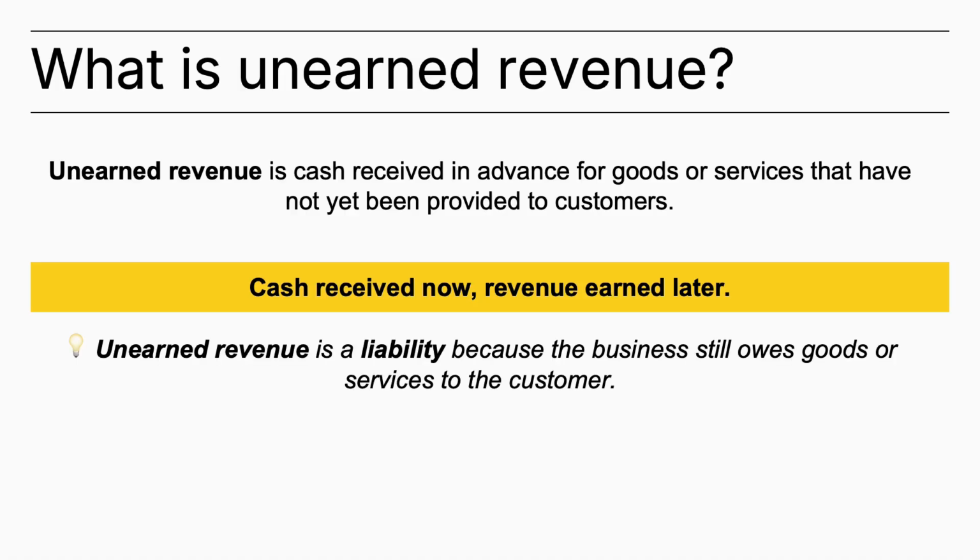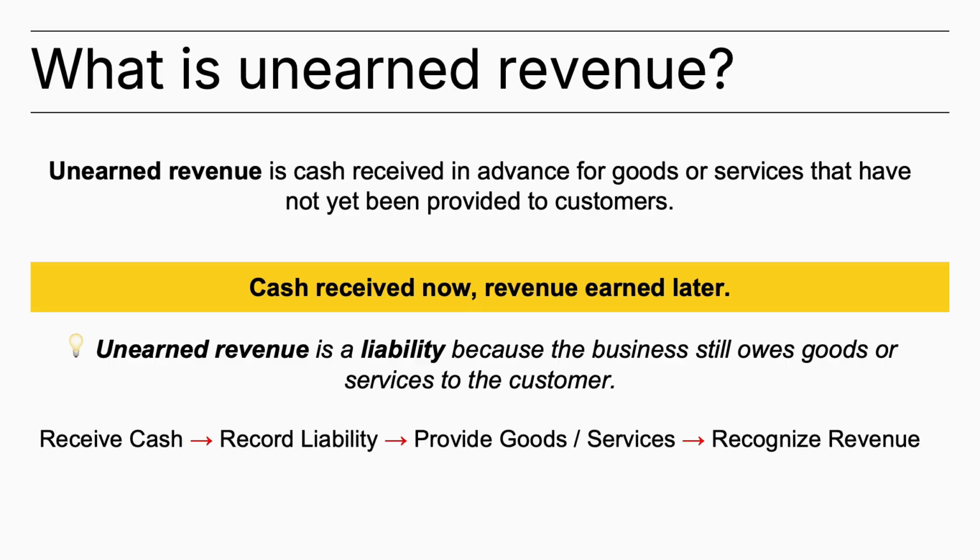Notice another important point. Unearned revenue is a liability because the business still owes something to the customer. The business has an obligation to either provide the promised goods or services, or in some cases, refund the money. Some common examples include unearned consulting revenue, unearned rent revenue, and unearned subscription revenue.